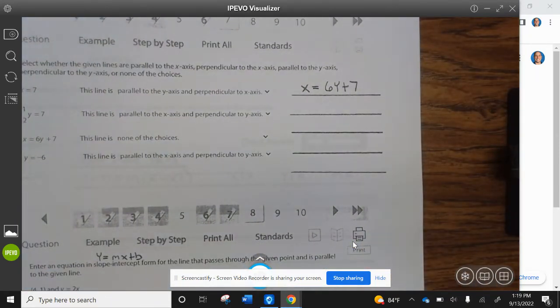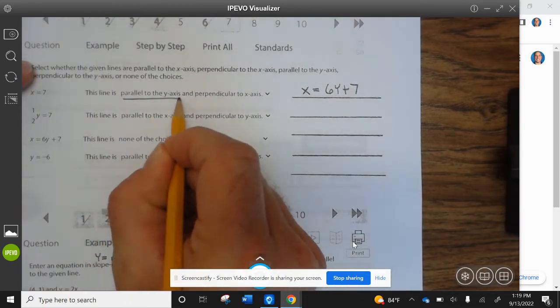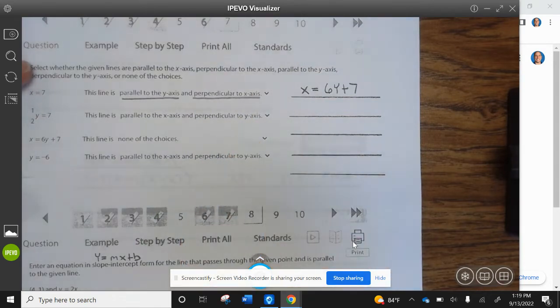Select whether the given lines are parallel to the x-axis, perpendicular to the x-axis, parallel to the y-axis, or perpendicular to the y-axis, or none of the choices. x equals 7. The line is parallel to the y-axis and perpendicular to the x-axis.